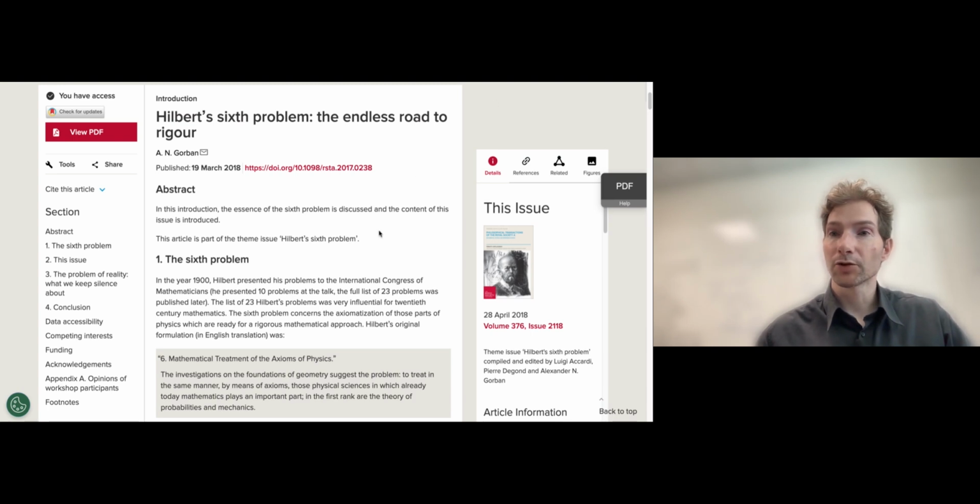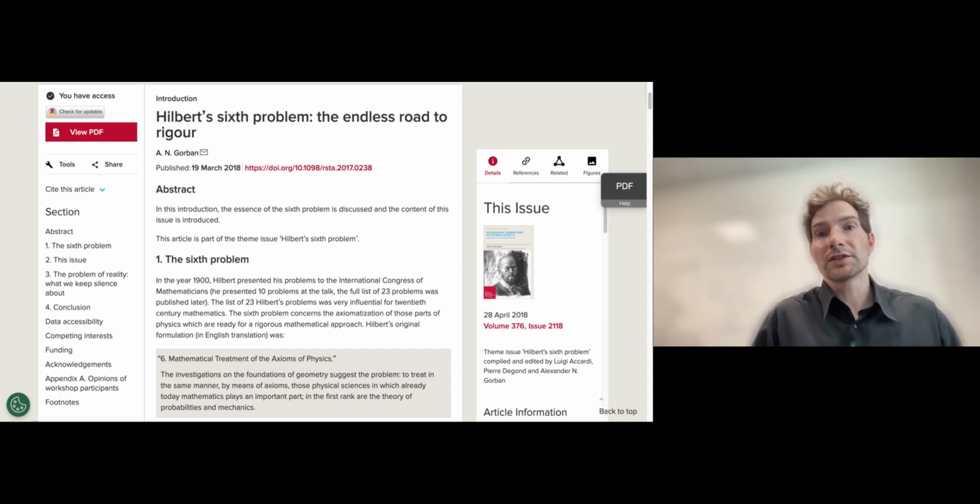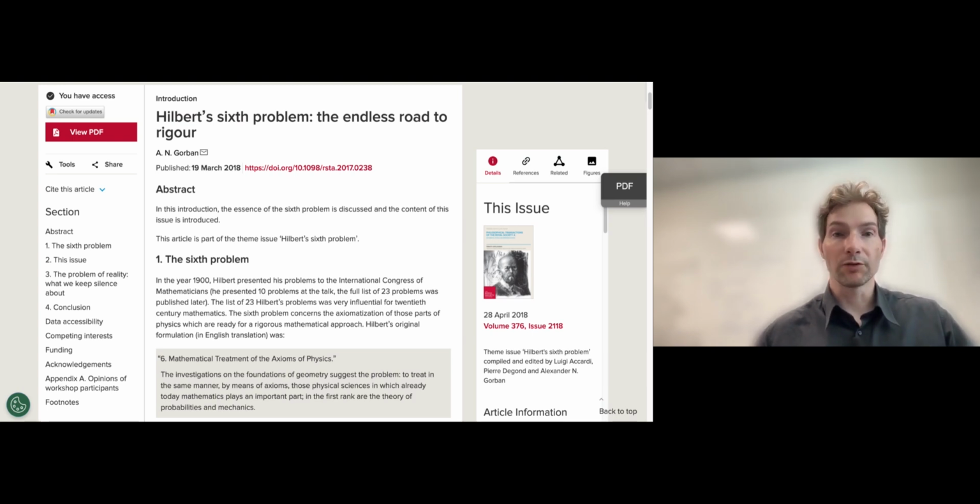And this is talked about in a somewhat, well, not so recent anymore, but like 2018 special issue on Hilbert's sixth problem. And what I'm going to go through here is basically the introduction article of this particular problem. So kind of setting the stage for what the story is about this Hilbert sixth problem. And then if you want, I will put the link, of course, in the description. You can have a look at this article in more detail.